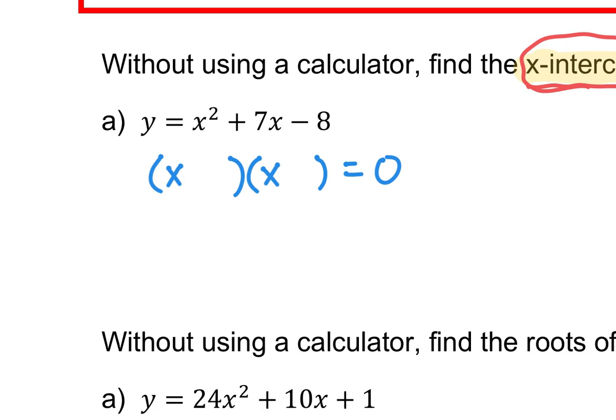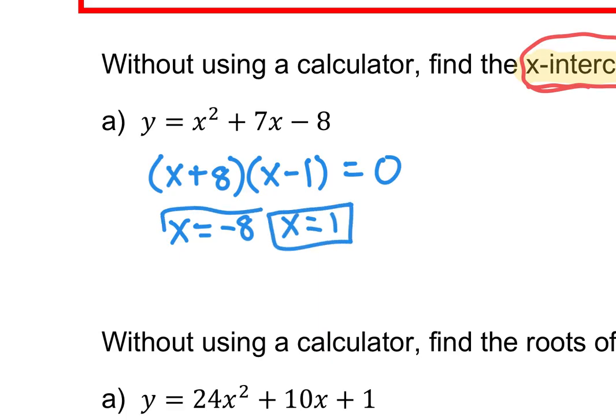Separate those x's. Then we have that minus, which means we have a plus and minus. And then factors of 8, well, I know are 8 and 1, plus 8 and minus 1, because I have this negative 1x, which is negative 1, plus 8x, so that would give me 7x. Now we can go ahead and solve: x equals negative 8, x equals positive 1. So I have my two x's here.